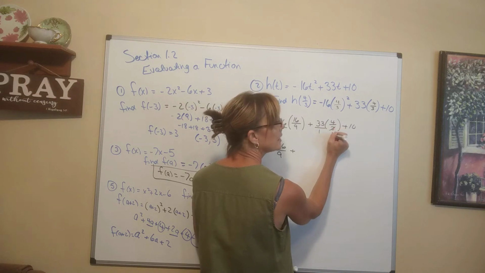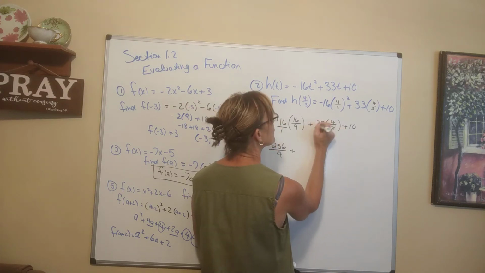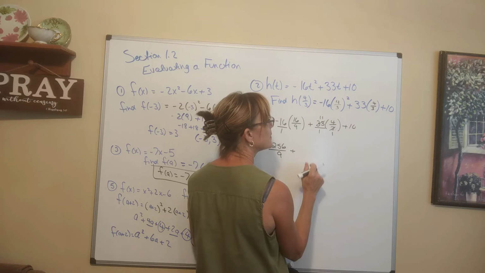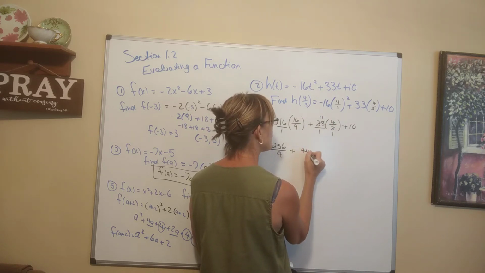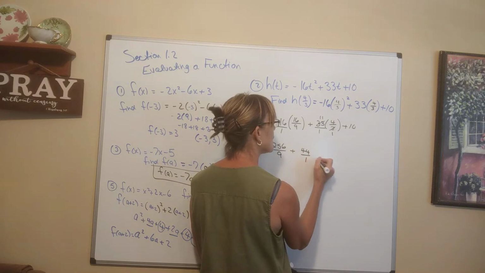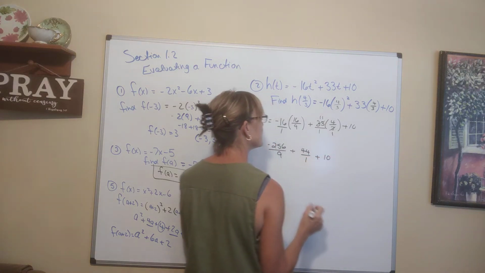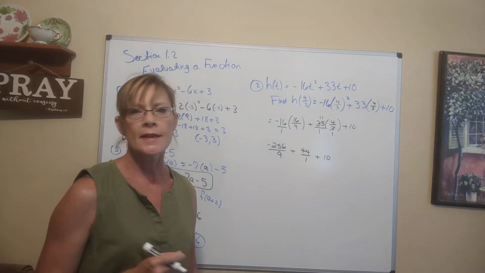I can say 3 goes into 3 once, and 3 goes into 33 11 times. Then I'm just multiplying 11 times 4, or 44 over 1 times 1 is 1, plus 10. Now, we get to adding fractions.